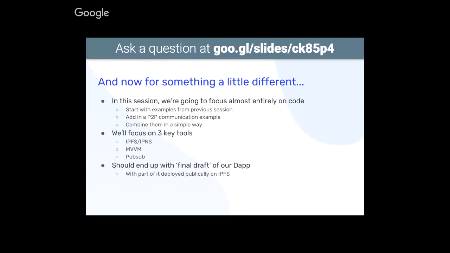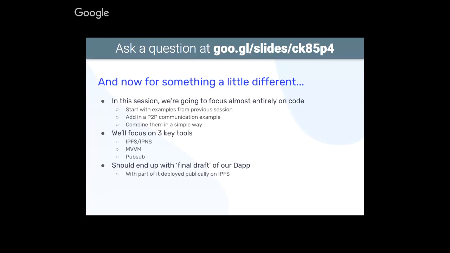So we're going to focus on three main tools for our DAPs today: IPFS/IPNS, which we've already been playing with quite a bit, building with a model-view-view-model design pattern, or MVVM, and working with a publish-subscribe communication pattern for our P2P component.